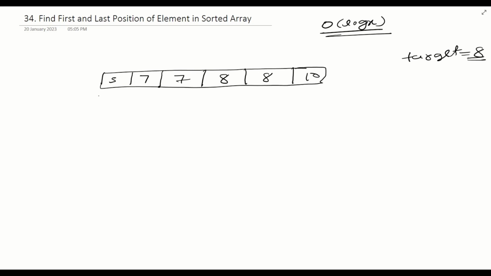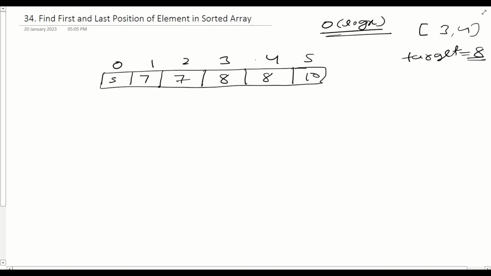Okay, I have drawn the array over here in OneNote. Now our task is to find the initial and final position, basically the first and last occurrence of 8, right? So let me give the indexing as well. So this is basically 0 1 2 3 4 5. Remember our answer was 3 4, because the first time 8 comes at the third position and the last time 8 comes at the fourth position. So this was our answer.